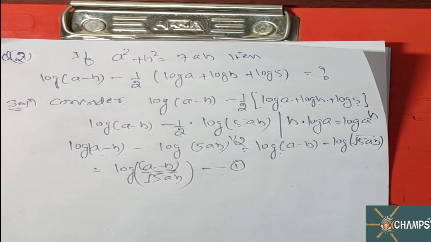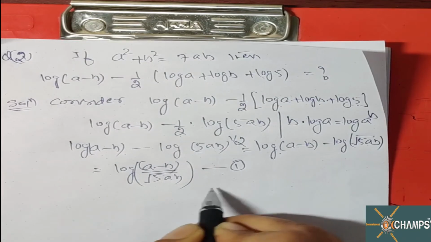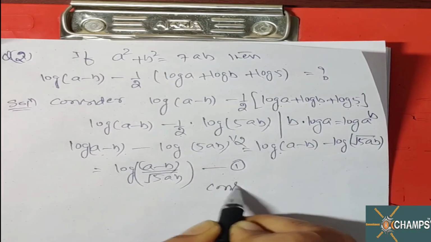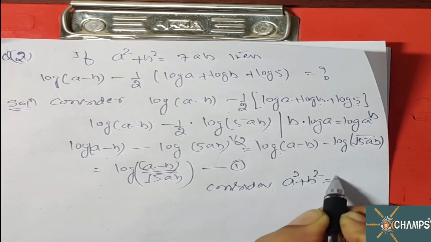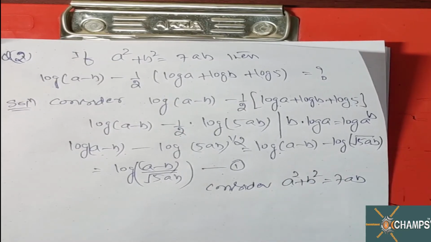Now what will I do? I'll consider one more relation which is given in the question. Consider a square plus b square is equal to 7ab. This time the left hand side should be converted into a minus b whole square format. Why? Because the numerator is a minus b.